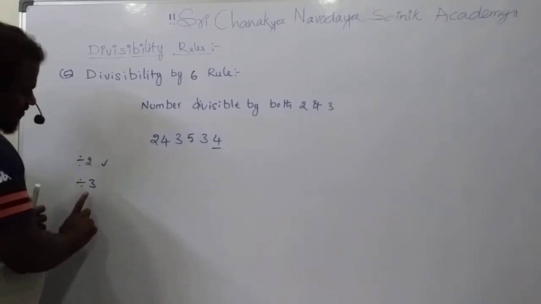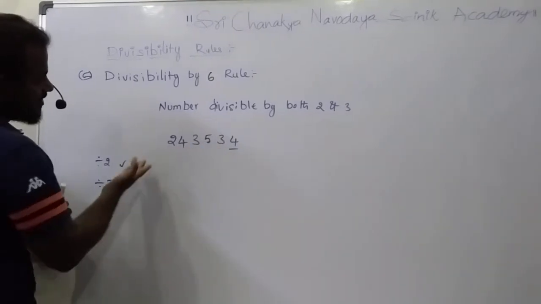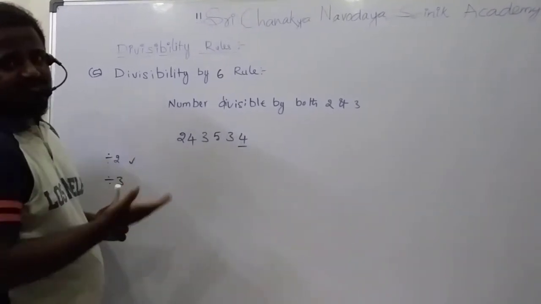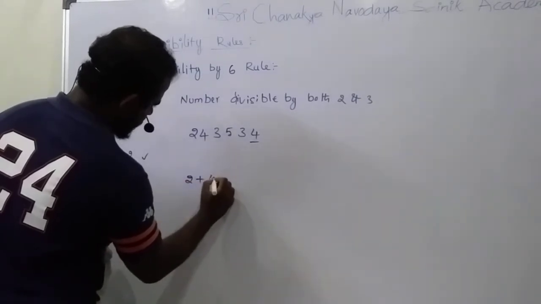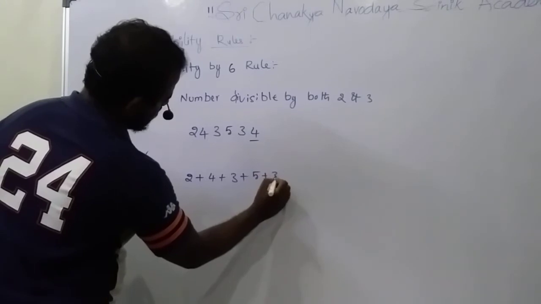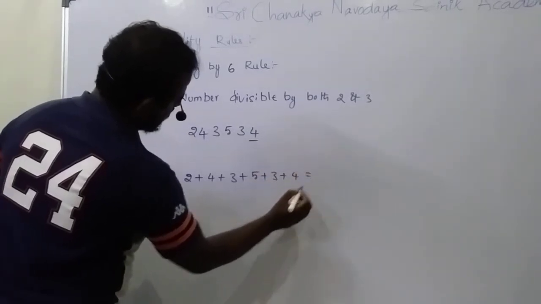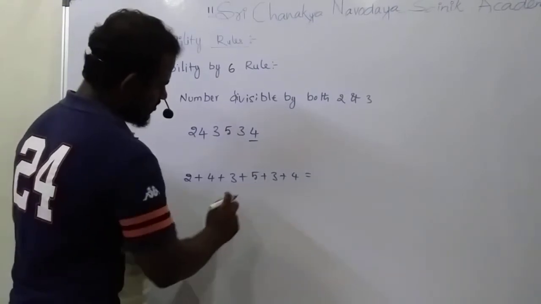So what is the criteria for divisibility by 3 rule? The criteria is, we will add the digits of the given number. So first add the digits: 2 plus 4 plus 3 plus 5 plus 3 plus 4, and what will be the answer?